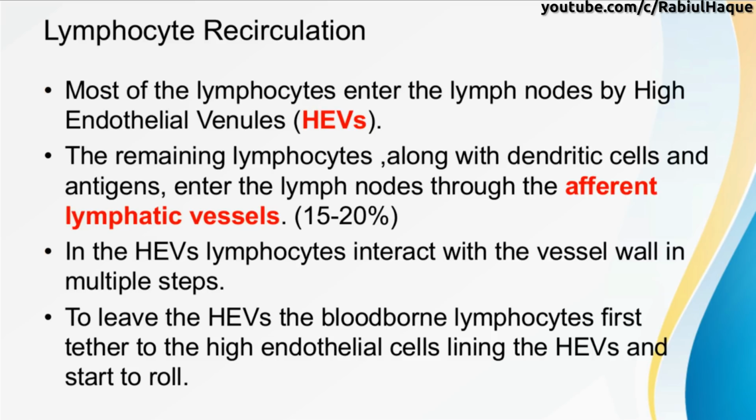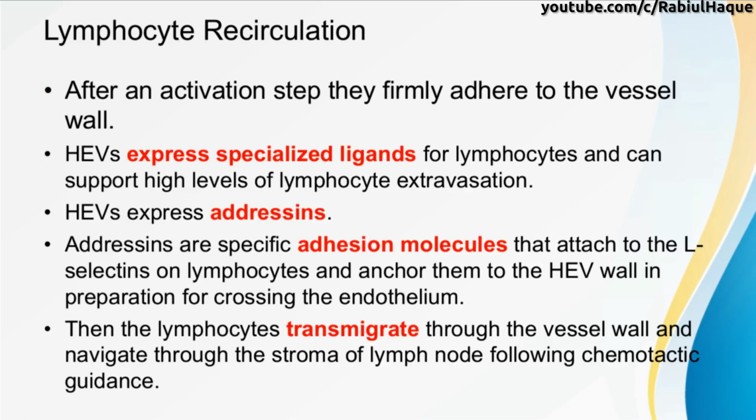To leave the high endothelial venules, the blood-borne lymphocytes will first tether to the high endothelial cells that are lining the high endothelial venules, and then the lymphocytes will start to roll. After an activation step, they will firmly adhere to the vessel wall. Now always remember, high endothelial venules can express specialized ligands for lymphocytes, and can support a high level of lymphocyte extravasation. High endothelial venules can express addressins.